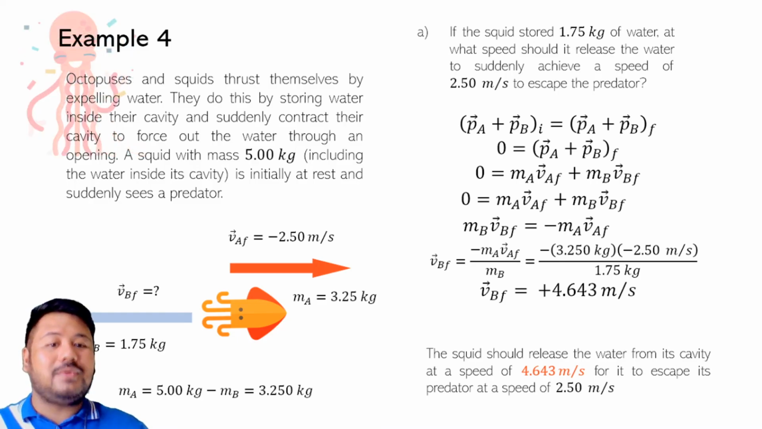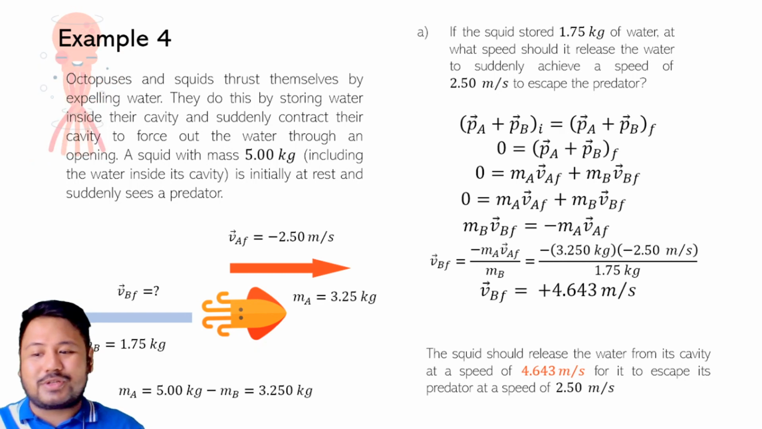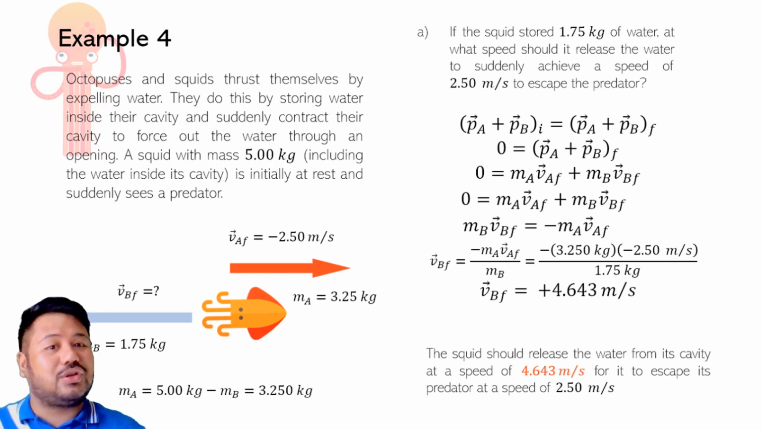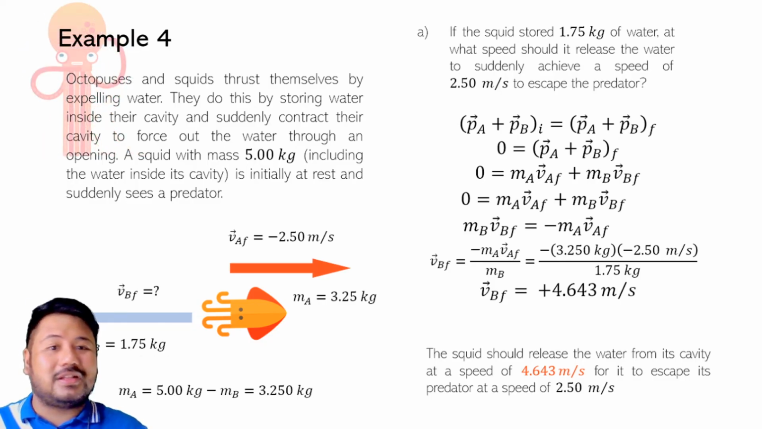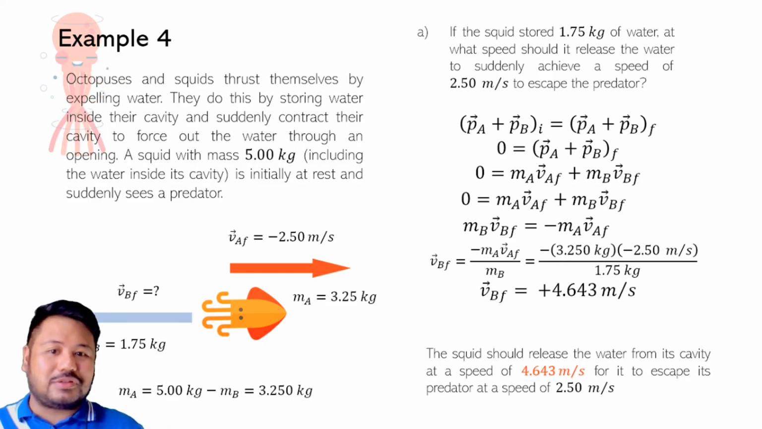We now solve for vBf. So we get positive 4.643 meters per second. The squid should release the water from its cavity at a speed of 4.643 meters per second for it to escape its predator at a speed of 2.50 meters per second.